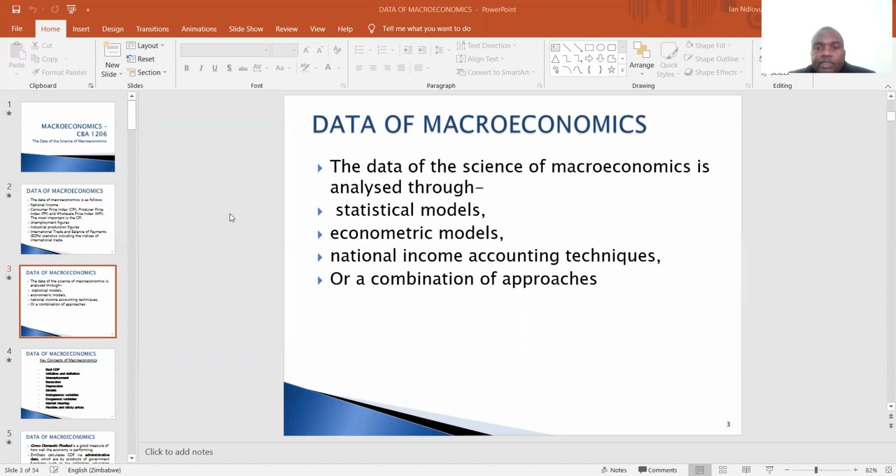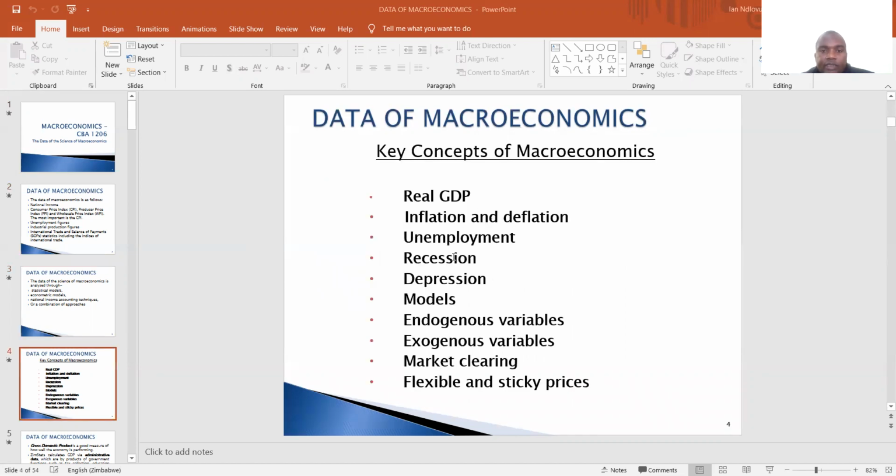The data of the science of macroeconomics is analyzed through the following means: statistical models, mathematical models, which are not included in this line, econometric models, national income accounting techniques, or as is the case with economics, a combination of approaches, which may include approaches which are not covered or encapsulated in this presentation.